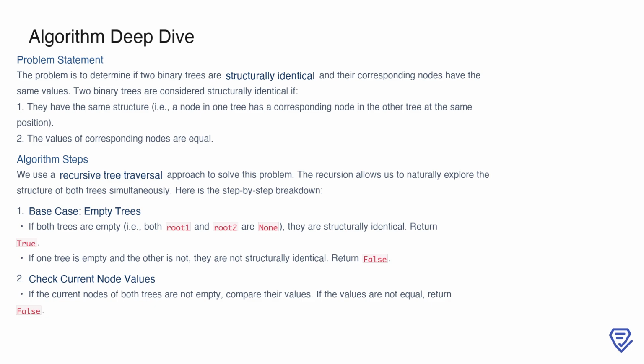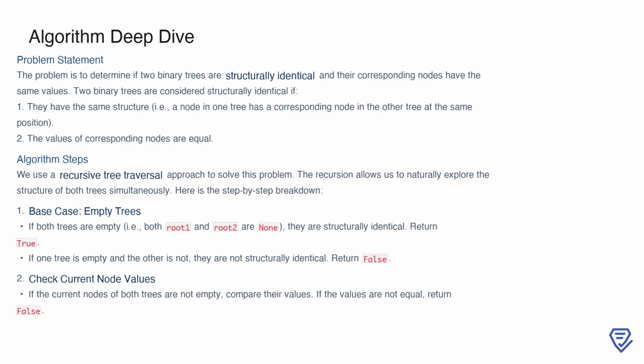To solve the problem of determining if two binary trees are the same, we first need to understand the criteria that define sameness. Two binary trees are considered structurally identical if both trees have the exact same structure, meaning nodes appear at the same positions in both trees, and the values at corresponding nodes are equal. To approach this problem, we can use a recursive tree traversal method.